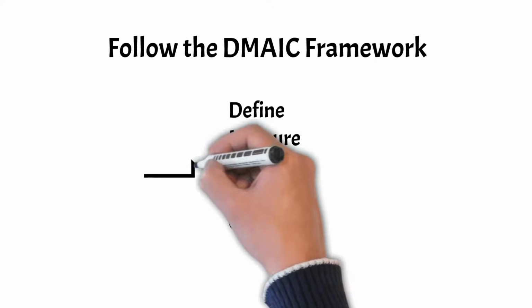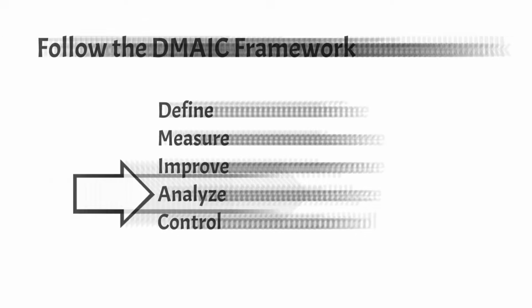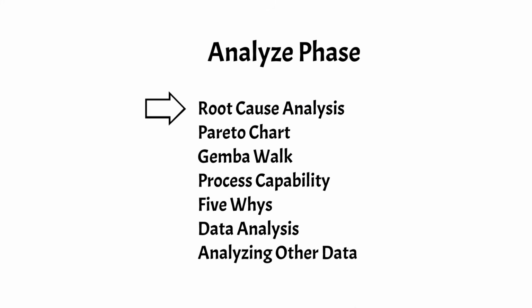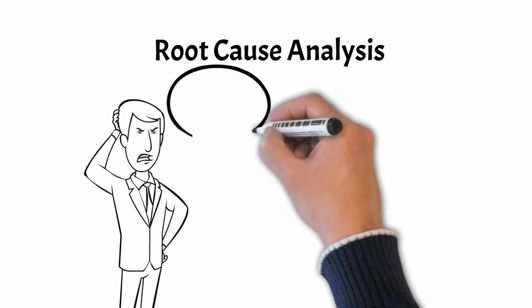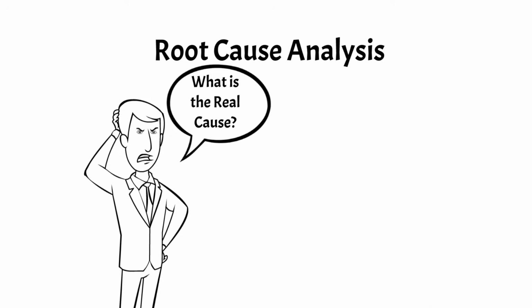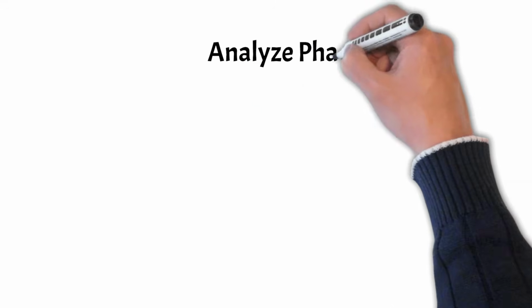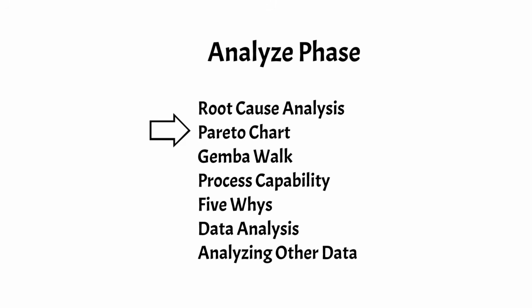Next is the analyze phase. Root cause analysis. In root cause analysis, we attempt to determine the real cause of a problem. So we try to move past a simple explanation that might focus only on symptoms. As you can imagine, solving the symptom is unlikely to have a meaningful or long-lasting result. Two tools are helpful in root cause analysis: Pareto charts and fishbone or Ishikawa diagrams.